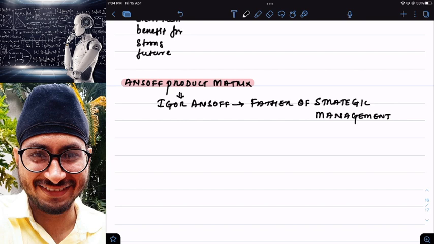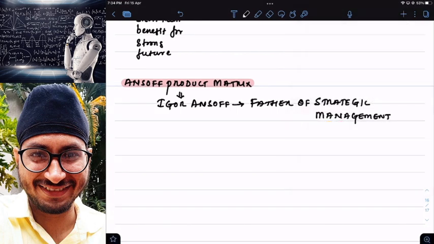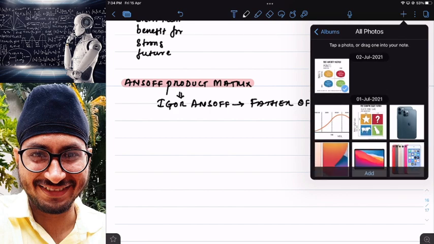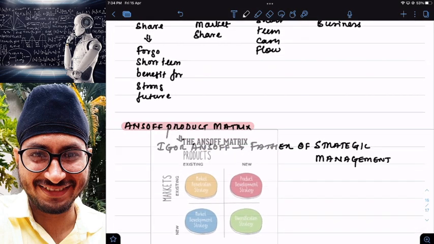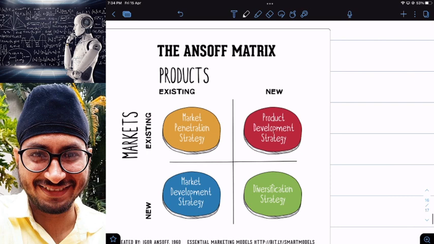Give me a minute. I'll share one small image on the screen. This is the image. Here also there are two factors we have to take into consideration. Factor number one is products. Factor number two is markets. Using these two factors, we need to analyze our portfolio.